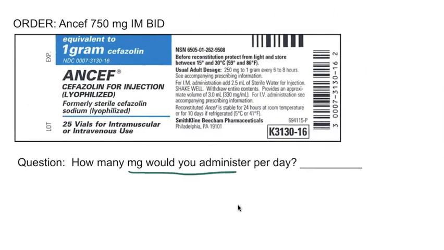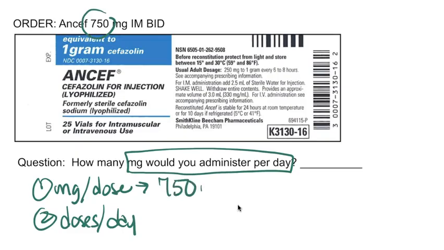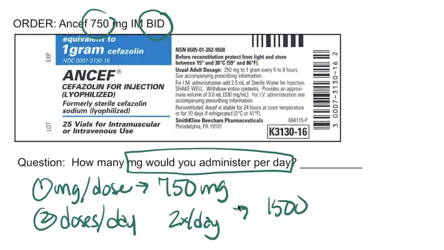Okay, how many milligrams would you administer per day? Okay, I just need to know, again, milligrams per dose, and number 2, doses per day. Okay, how many milligrams per dose? That's my doctor's order. It's 750. And I need to know how many times I'm giving it. BID means 2 times per day. So it's 750 times 2 is 1500, right? Times 2. Always use the calculator. Don't trust yourself. So it's 1500 milligrams. Be really careful. Sometimes you want to write milliliters here because you're just so used to writing that. So make sure you keep your labels accurate too.